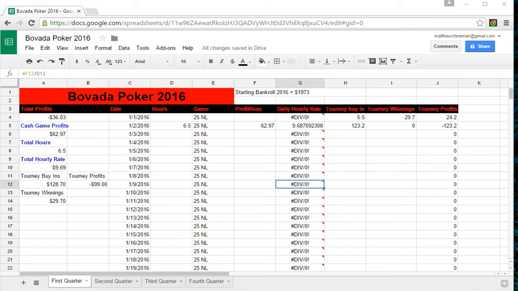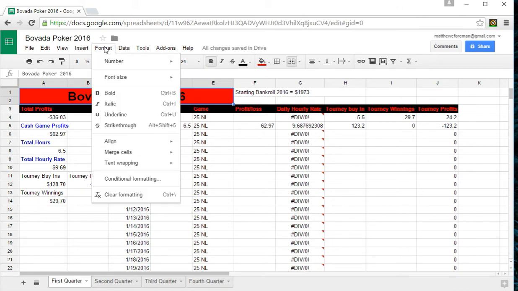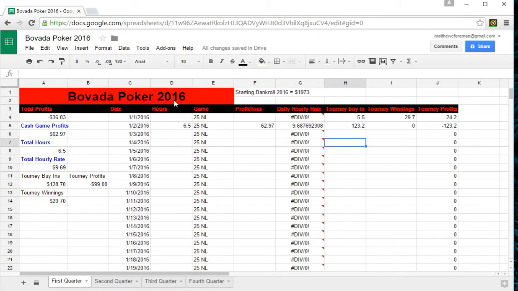So this is my 2016 poker spreadsheet. The main thing is I have my title up at the top, Bovada Poker 2016. I play poker exclusively on Bovada. You can merge these cells by highlighting the cells you want to merge, then going to Format, Merge Cells, and then Merge All. That's how I was able to make a title like that.